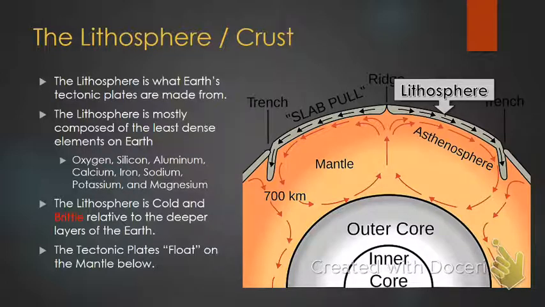And that's what soil is made of, it's what granite is made of, it's what all of these rocks are made of. And the lithosphere is cold because it's at the surface, and it's very brittle relative to the deeper layers. It's the one that was represented by the Oreos in our treat that we made. The tectonic plates basically float on the mantle below.